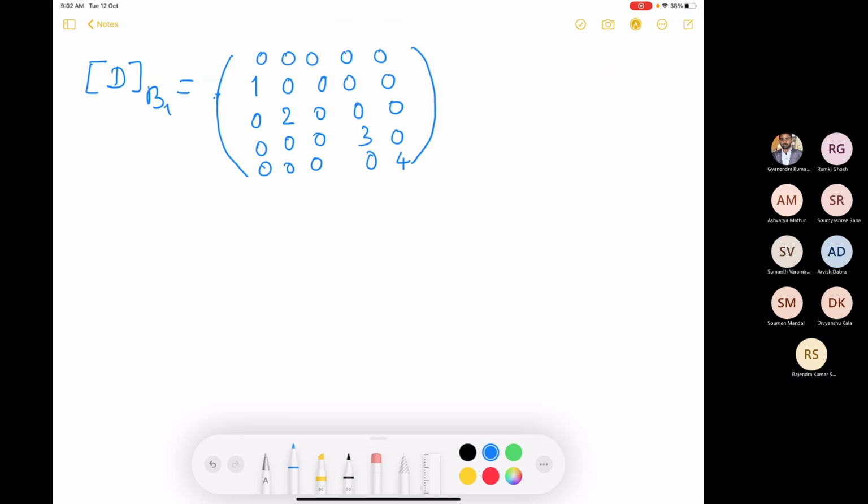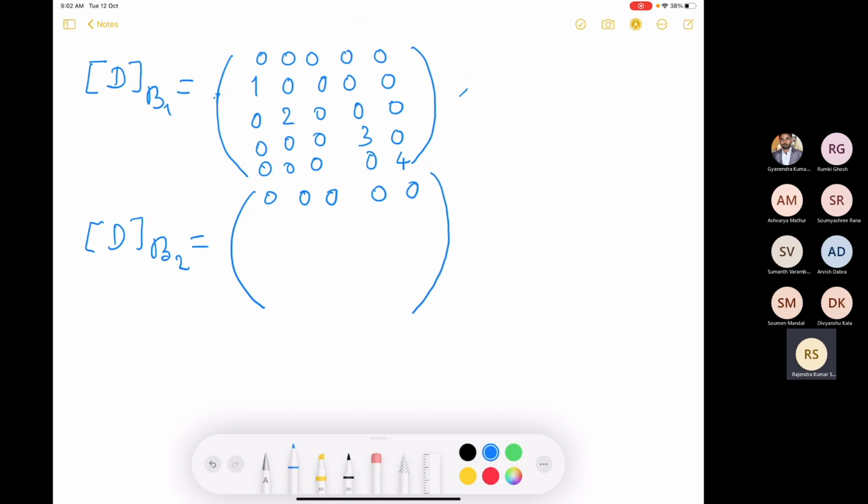The matrix of D with respect to B2 is 0, 0, 0, 0, 0. Then 1, 0, 0, 0, 0. Then minus 2, 2, 0, 0, 0. Minus 3, 0, 3, 0, 0. Minus 4, 0, 0, 4, 0. This we had already obtained.